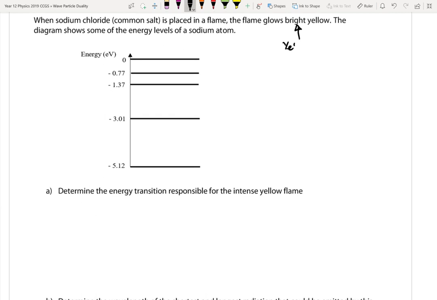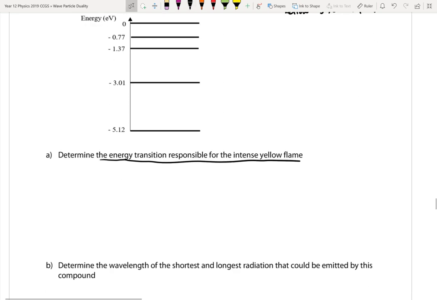Could somebody find for me the range of yellow? It was like 570, 590. Thank you very much. That's what we need to answer this question properly, because there was a bit of ambiguity. So now, determine the energy transition responsible for the intense yellow flame. So that's just your energy, N minus M equals hc on lambda.